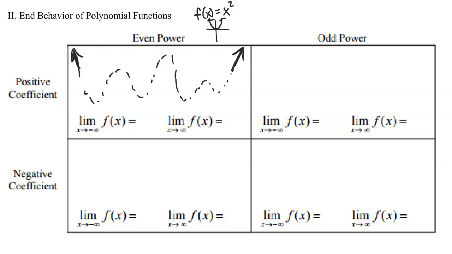And so these two end behavior limits are both going to be infinity. I sort of informally refer to this as up-up behavior, since it goes up to the left and to the right. Now, what if we have an even power with a negative coefficient? That would, for example, be like f of x equals negative x squared, which would be a parabola that opens in the downward direction.